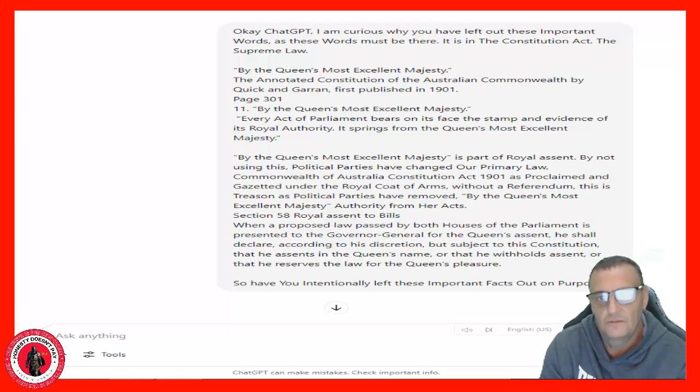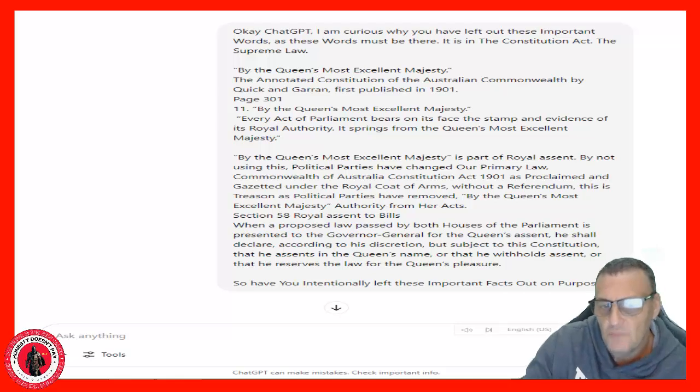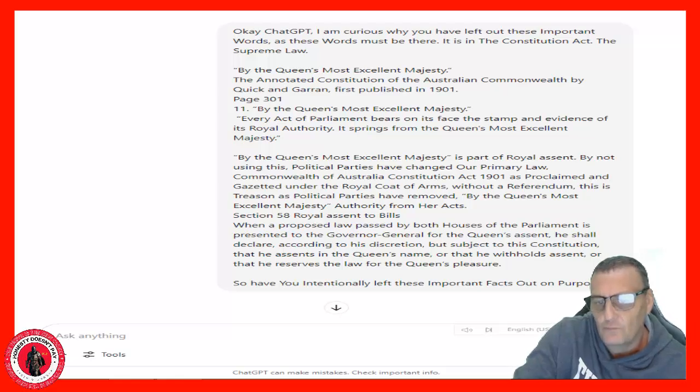Okay, ChatGPT, I'm curious why you have left out these important words, as these words must be there. It is in the Constitution Act, the supreme law. "By the Queen's Most Excellent Majesty." The annotated Constitution of the Australian Commonwealth by Quick and Garran, first published in 1901, page 301, number 11: "By the Queen's Most Excellent Majesty. Every Act of Parliament bears on its face the stamp and evidence of its royal authority. It springs from the Queen's Most Excellent Majesty." "By the Queen's Most Excellent Majesty" is part of royal assent.